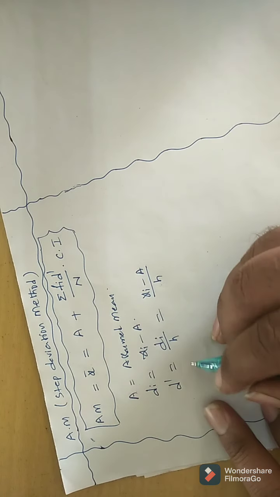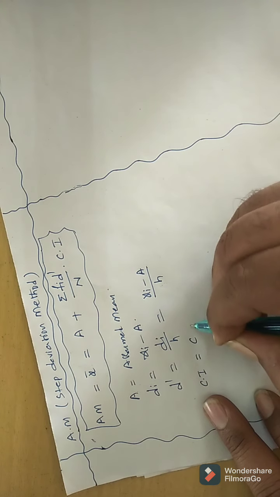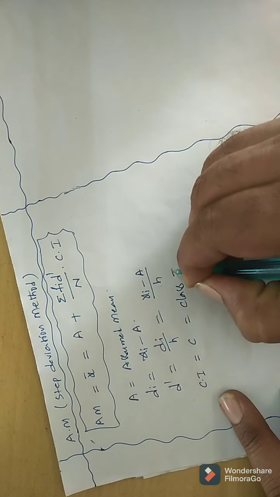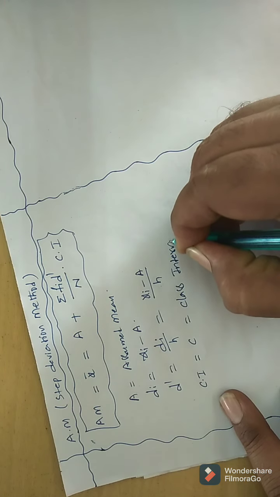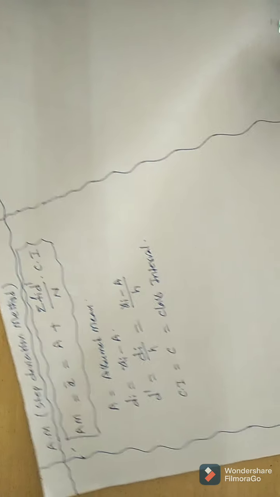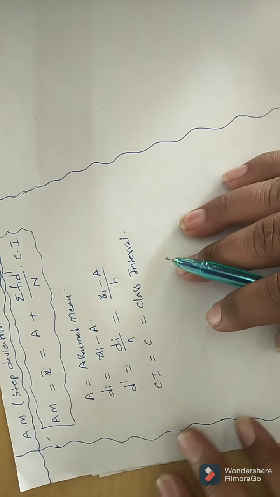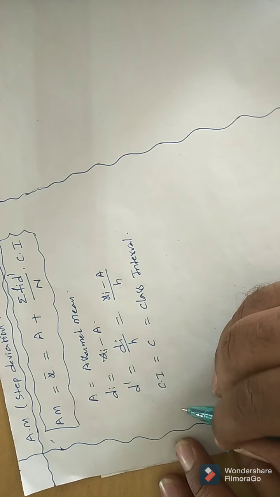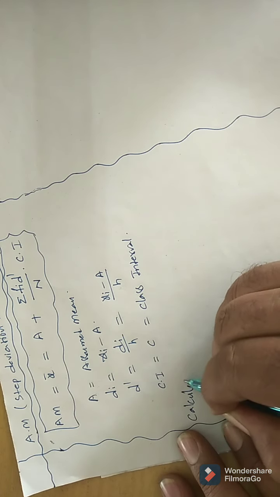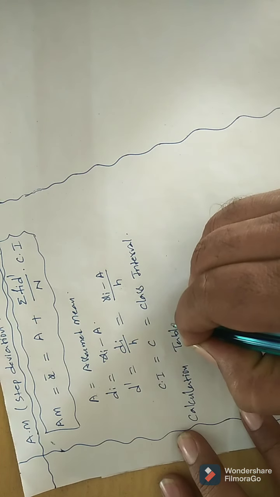Then what is Ci, or else simply write C also? Class interval. Now we go for creating the calculation table.